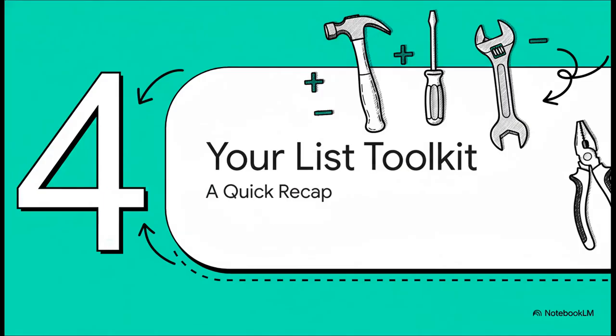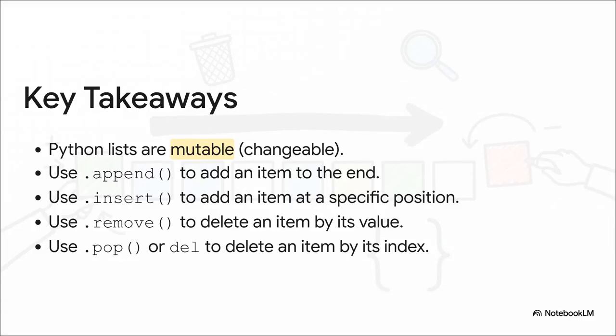Whew, okay, we have covered a lot of ground really fast, right? We're adding and removing items like pros. So let's just take a quick breath and recap all these new tools we've just added to our programming toolkit. The big idea, the foundation for all of this, is that lists are mutable. They can be changed. Then for the tools, you've got .append to add something to the very end. You've got .insert to add an item at a specific spot. Then to get rid of things, you use .remove to delete an item by its name or value, and you use .pop or del to delete something when you know its position, its index.